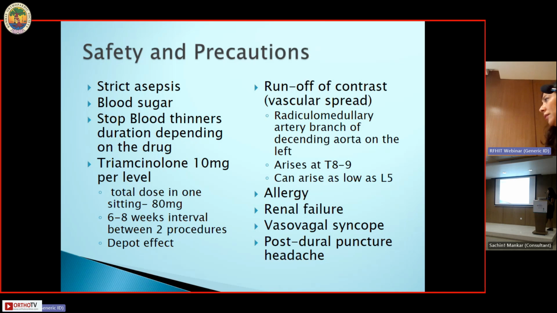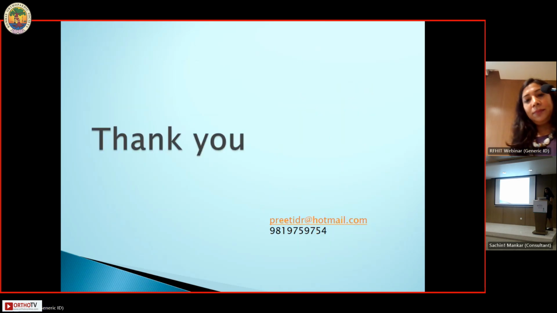Just make sure that the patient doesn't have any allergy, especially to the contrast. In renal failure patients where the creatinine is high, be careful when you're giving contrast. Although we use a very small amount of contrast, just 1 to 2 ml, you can go lower with them. Basic monitoring is needed, because the patients might be very anxious and in pain. They could land up with a vasovagal reaction. And there is a small chance for post-dural puncture headache after this transforaminal. Thank you.